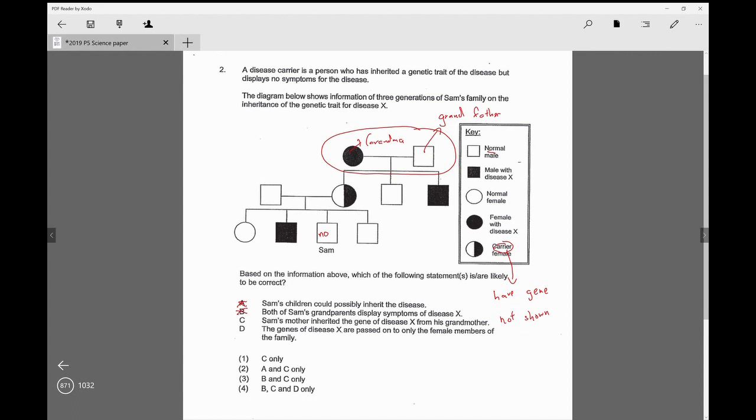They say Sam's mother inherited the genes of disease X from his grandmother. So this is the mother of Sam. It definitely did not get it from the grandfather because the grandfather doesn't have it, so it must have come from the grandmother. So this information here is correct. The genes of disease X are passed on to only the female members. Not true, because this is a male, right? So the male can also receive it. So this is also out. So the answer is C only.